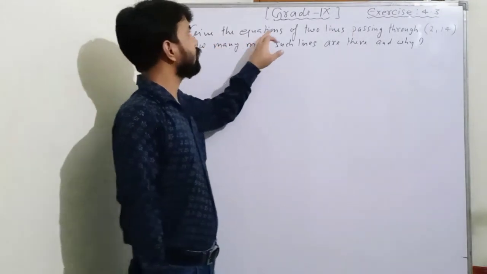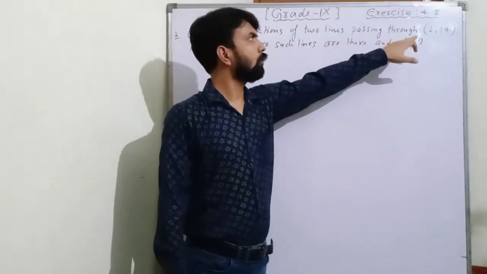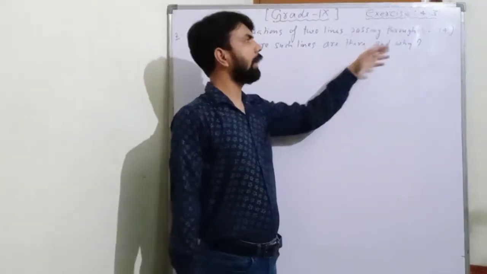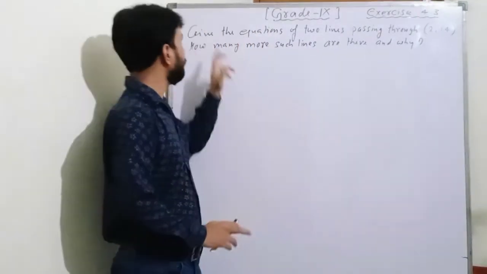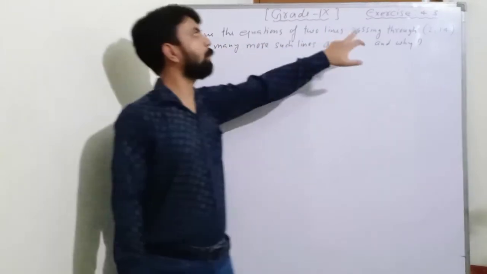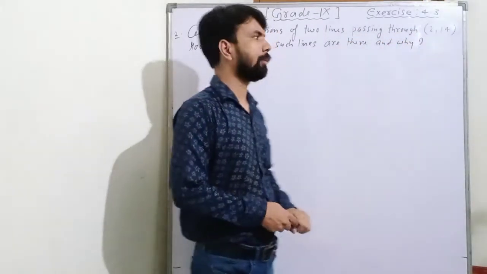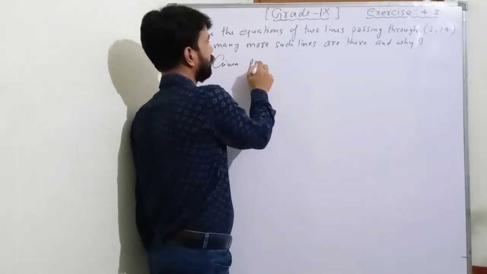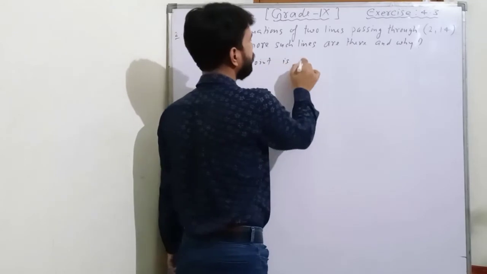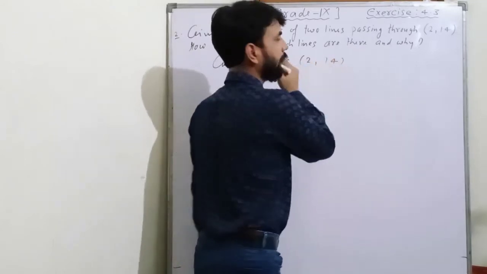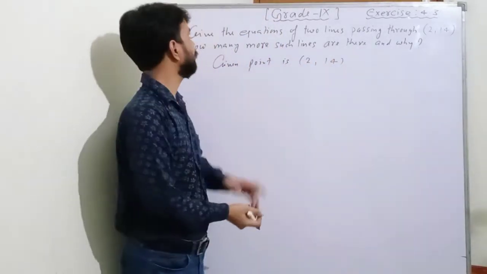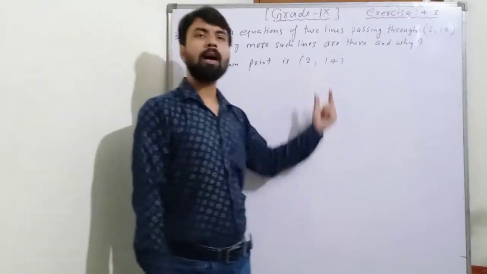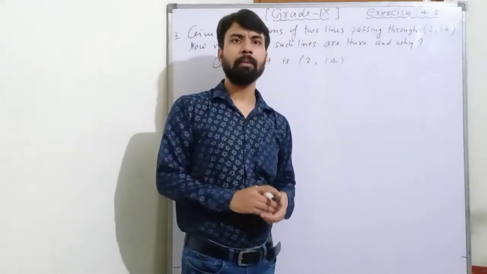Give the equations of 2 lines passing through the point 2 comma 14 and how many more such lines are there and why. Question is saying give the equations of 2 lines passing through this point. One point is given. Given point is 2 comma 14. And we have to write the equations of 2 lines passing through this point. इस पॉइंट से पास होने वाली 2 लाइंस की इक्वेशंस हमें लिखनी है.